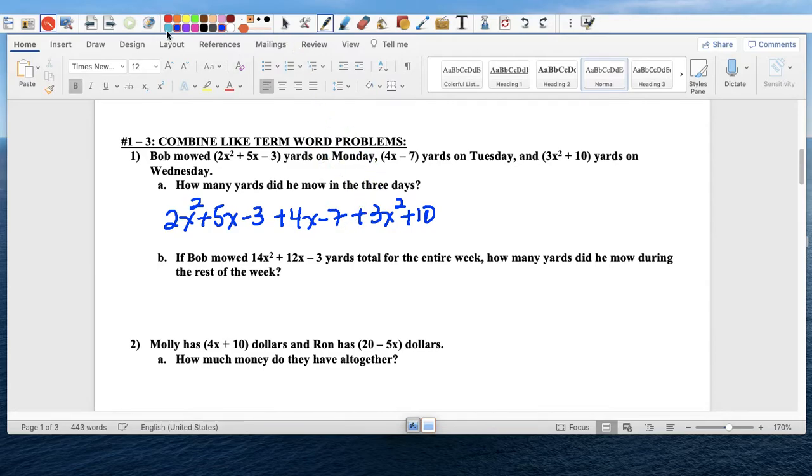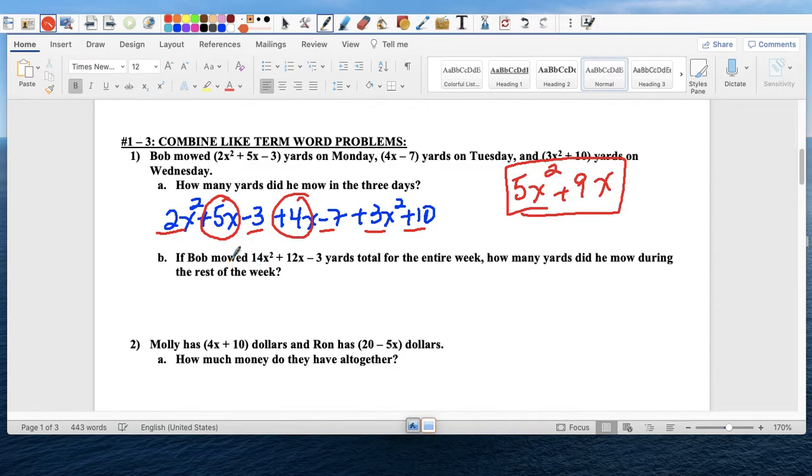Now, can I combine like terms? Yes, I can. I can combine this with this. I'm going to get 5x squared. And then positive 5x, positive 4x, that's 9x. And then negative 3, negative 10, and positive 10 is just 0. So that's the sum.